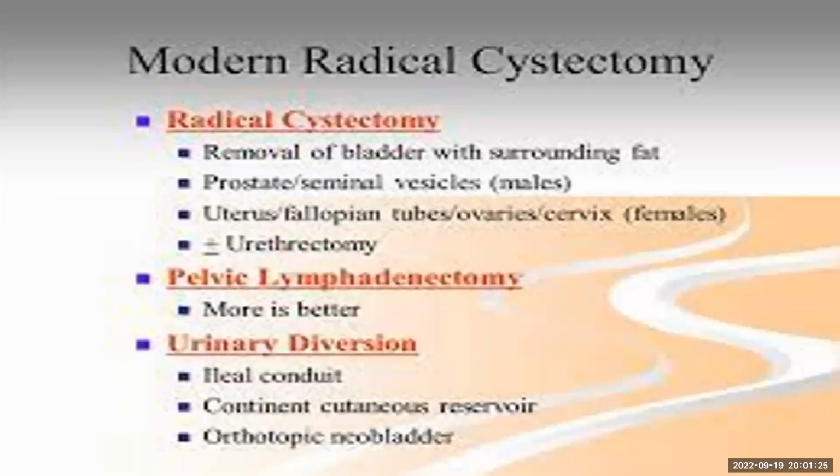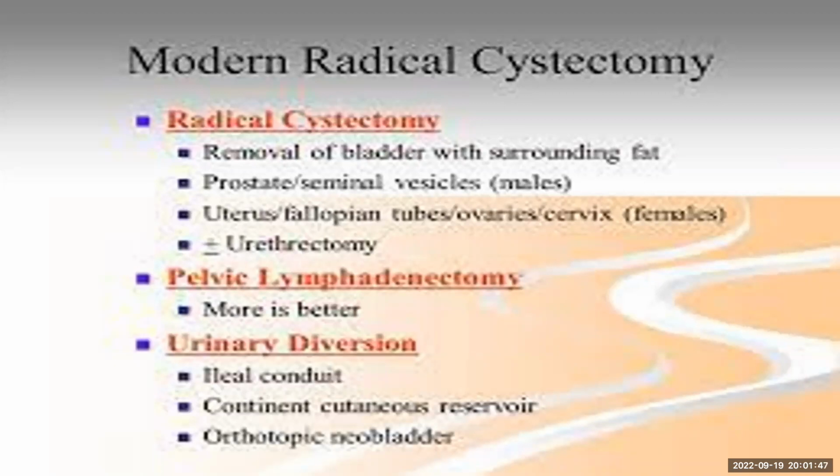So this is modern radical cystectomy. Cystectomy is the removal of the bladder. Modern means new version. Radical cystectomy means we are not just removing a portion of the bladder; we remove the bladder with its surrounding fat. Why do we take the fat? Because there might be a chance for infiltration of the fat.